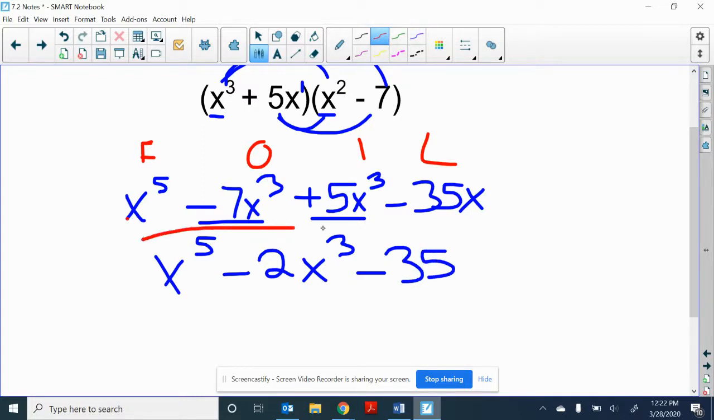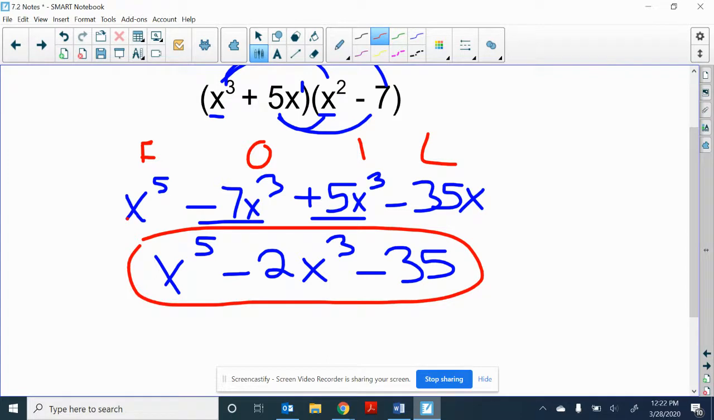And that's my final answer. It's in standard form. I have degree 5, degree 3, degree, I forgot the x again, degree 1. So it's standard form. This is a degree 5 trinomial. All right, there is a lot more practice that needs to be done with multiplying binomials and foiling, and we'll do some more of that next time.